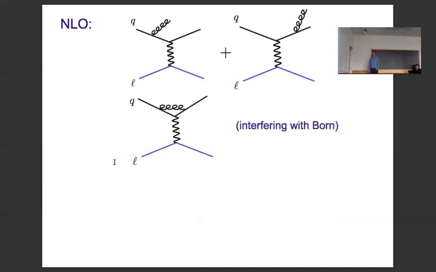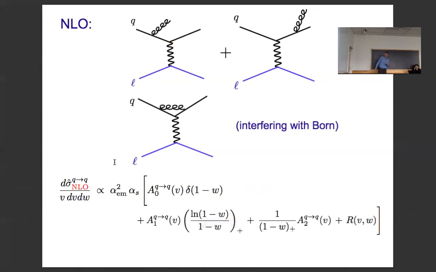If you go beyond lowest order, of course, you have to radiate gluons. You have real emission diagrams, 2 to 3 scattering. A gluon can be radiated from either the incoming or the outgoing quark line. So that's all there is in terms of real scattering for this process. That's why the process is so simple in some sense. Or you have a virtual diagram where you have a vertex correction here, which interferes with the Born diagram to produce the same perturbative order.